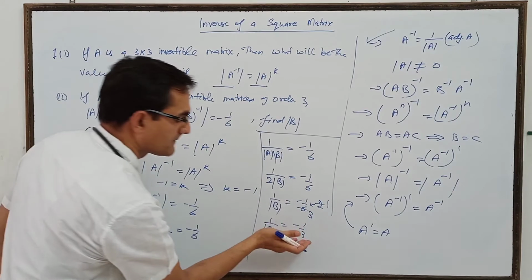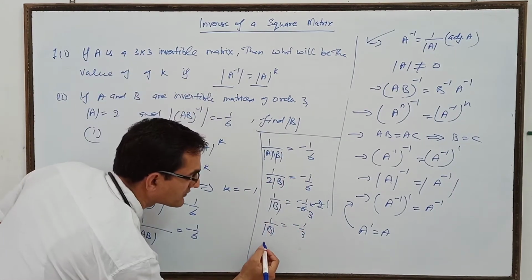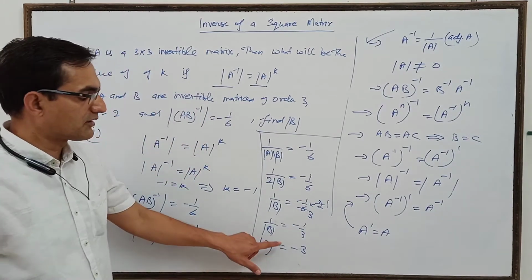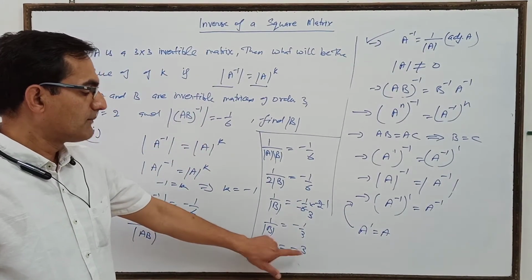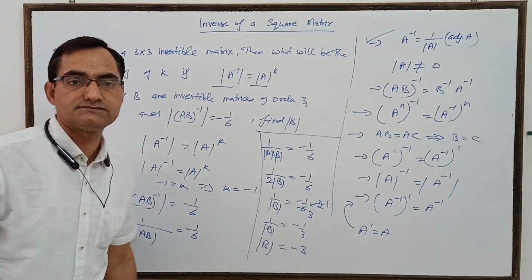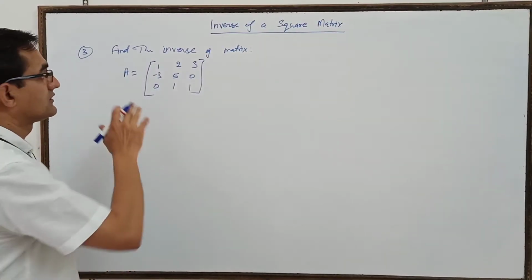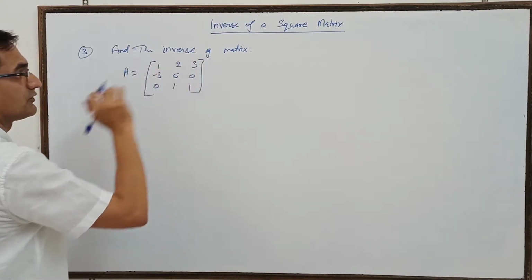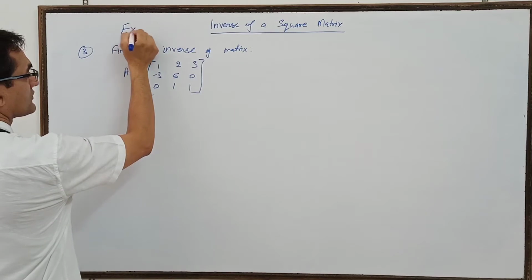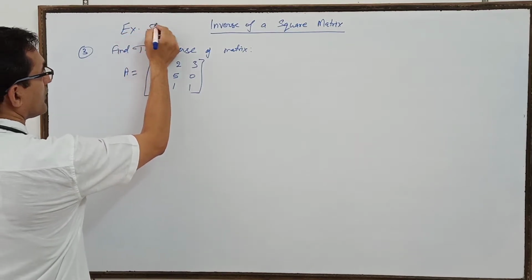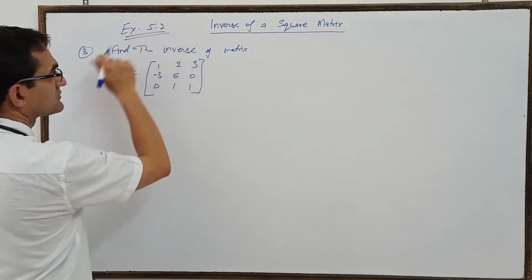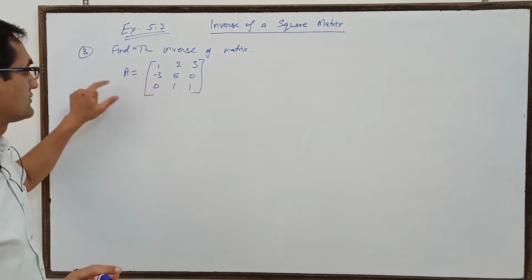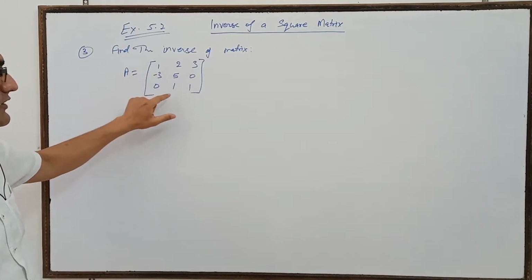You take the reciprocal on both sides. So determinant of B will be equal to minus 3. Determinant of B equal to minus 3. Is it clear? Let's see the third question of the exercise based on the inverse of a square matrix, exercise 5.2. Third question. The first and second questions are very easy, you can do them. So you have to find the inverse of matrix A.